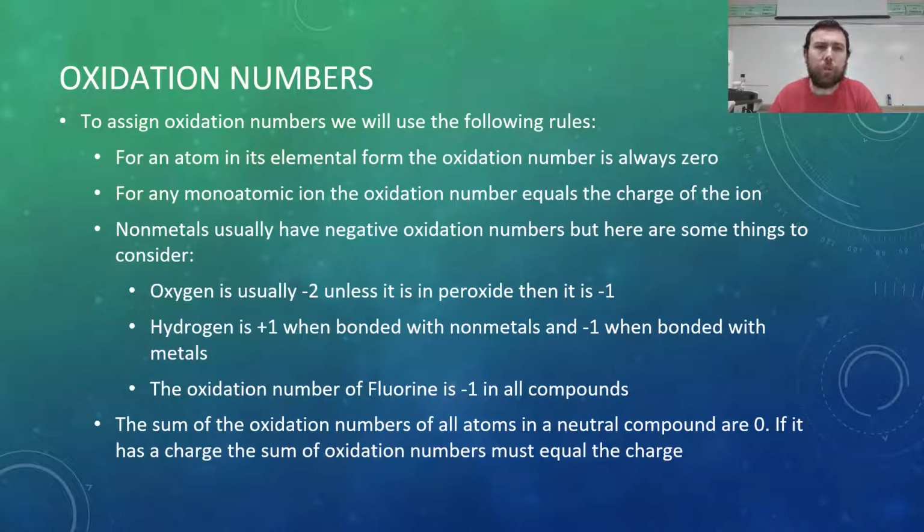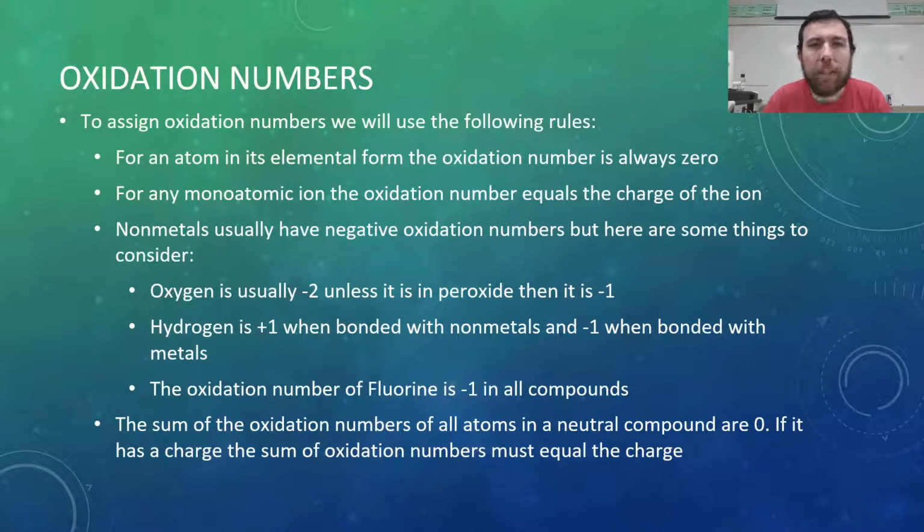So first of all, the first rule that we need to keep in mind is that if you have an atom that's in its elemental form, so let's say that you had sodium metal, just regular sodium metal, or you had hydrogen gas, right? The oxidation number of an atom in its elemental form is always 0. So if you have sodium metal, oxidation number 0. Hydrogen gas, oxidation number 0. Bromine, Br2, liquid, oxidation number 0. Okay, so elements, oxidation number 0.